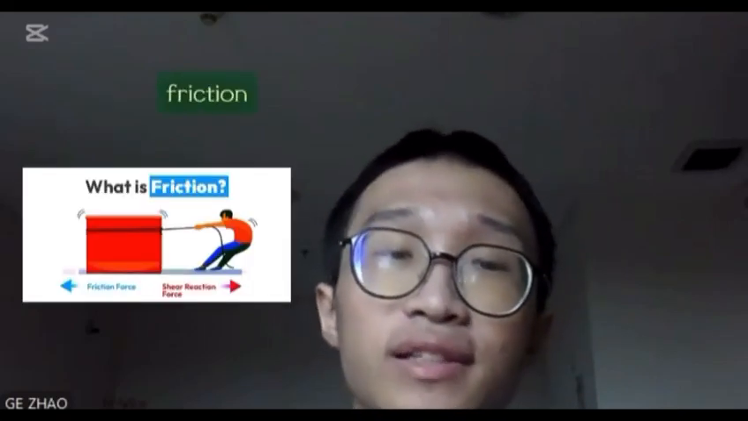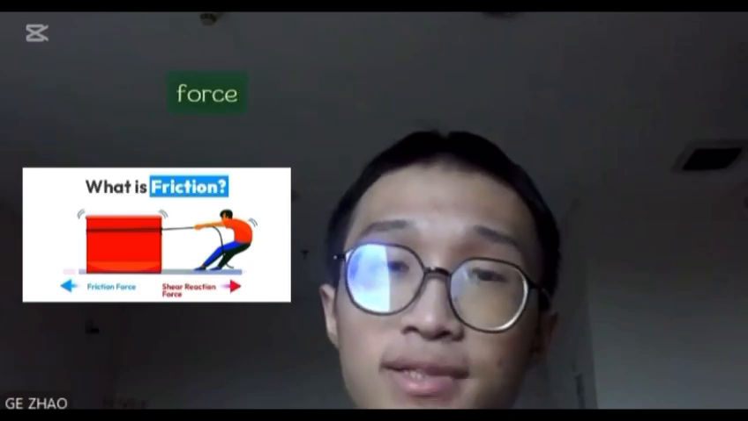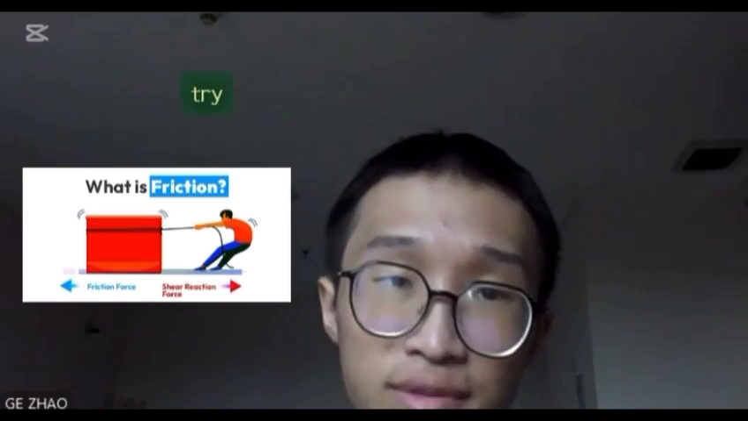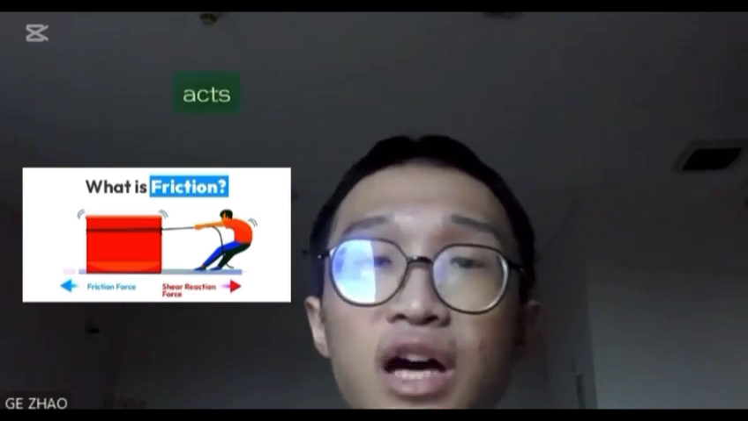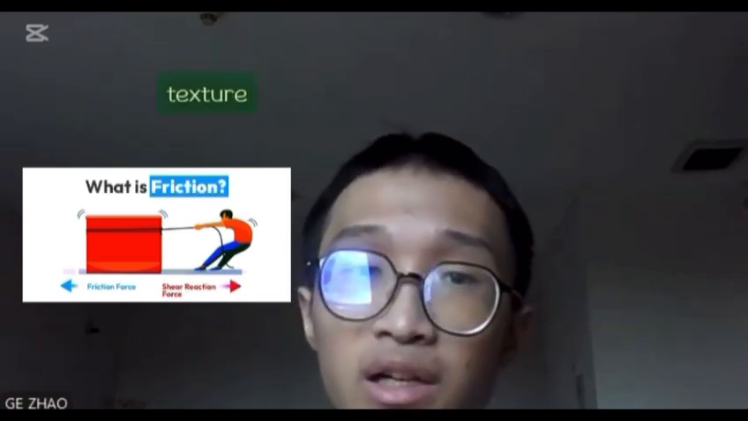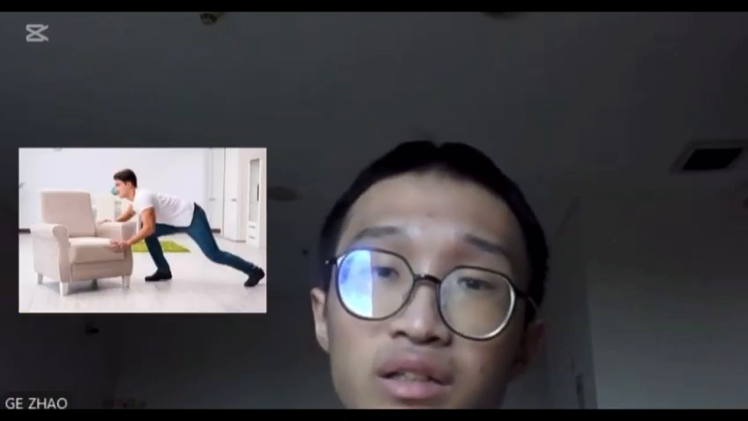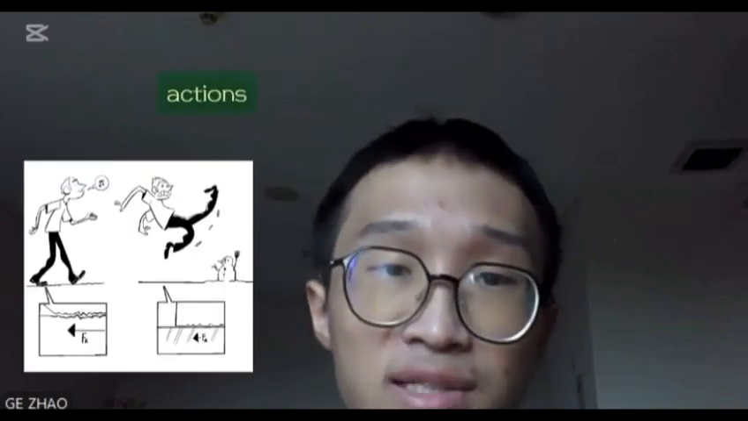Okay, let me start. In physics, friction is defined as the resistive force that occurs when two surfaces slide or try to slide over each other. It acts opposite to the direction of the motion and depends on the texture and contact pressure of the materials. We experience it daily, from walking without slipping to holding a pen or moving a chair. Without friction, many basic actions would be impossible. However, too much friction can cause heat, wear, or surface damage.